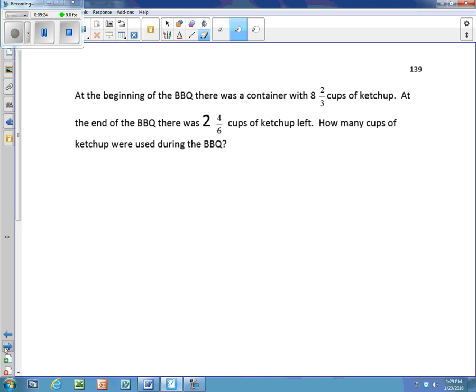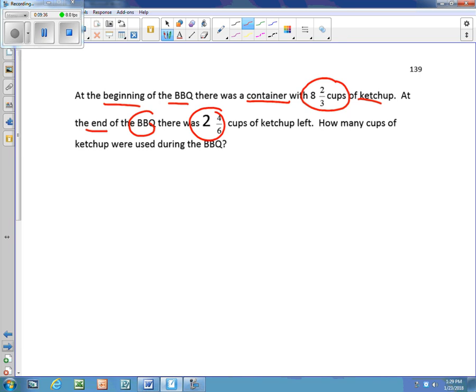And last, we have a word problem, so we're going to go through it. It says at the beginning of the barbecue, there was a container with 8 2/3 cups of ketchup. At the end of the barbecue, there was 2 4/6 cups of ketchup left. How many cups of ketchup were used during the barbecue?